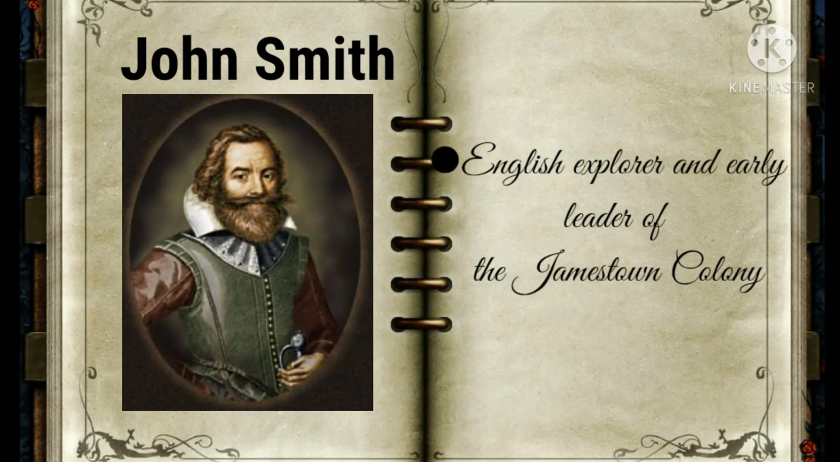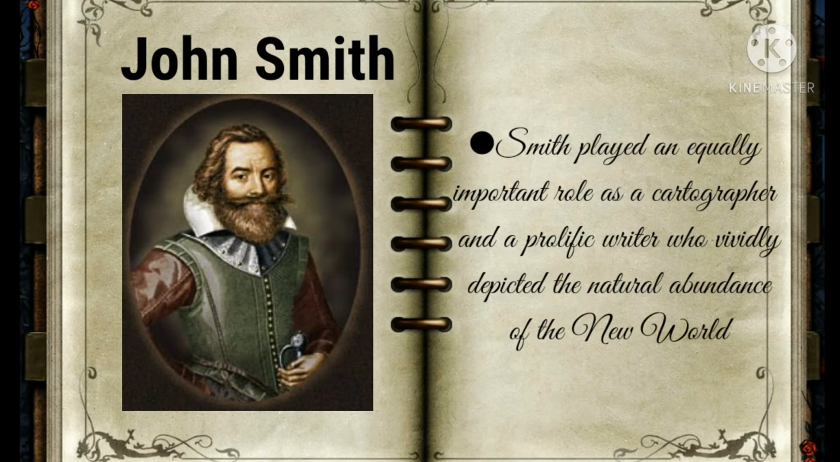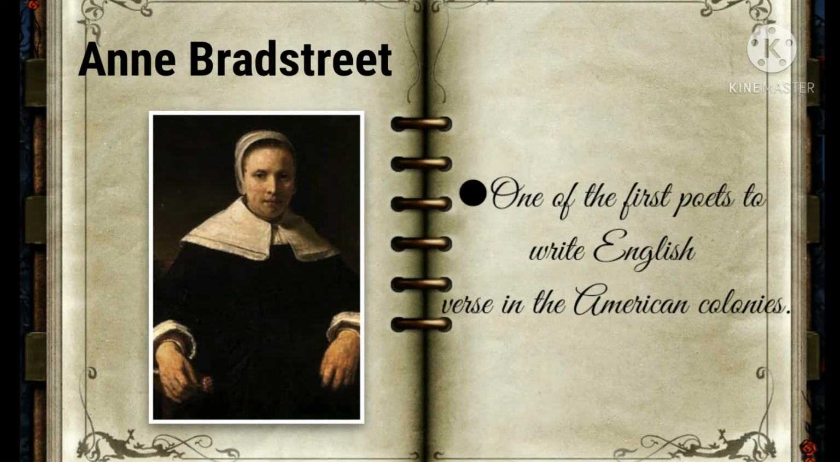John Smith. He is an English explorer and early leader of the Jamestown colony. Smith played an equally important role as a cartographer and a prolific writer who vividly depicted the natural abundance of the New World. Anne Bradstreet.